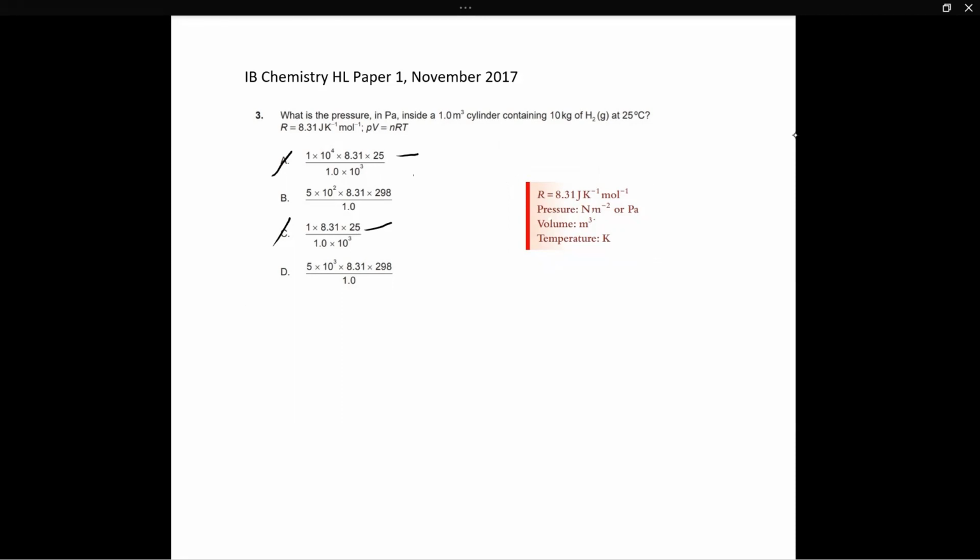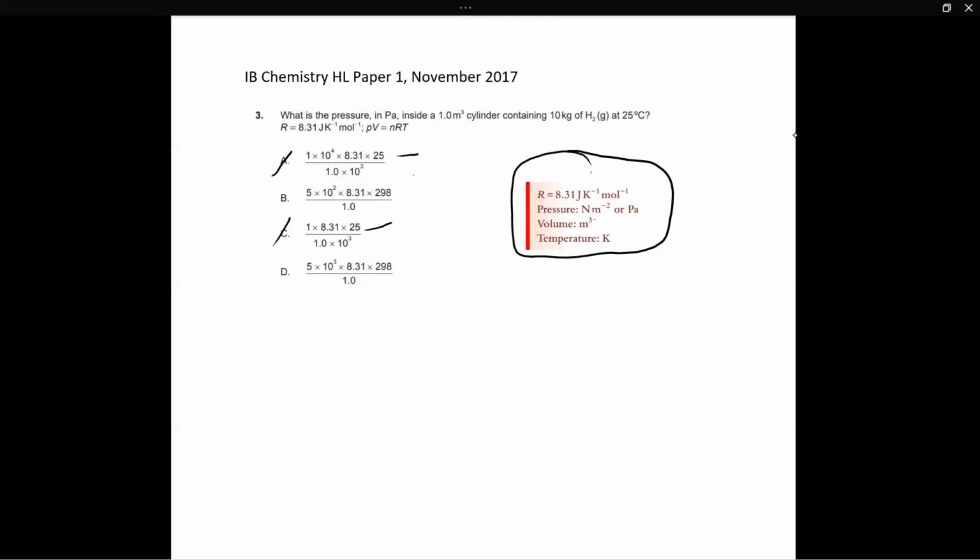This is why I've placed this box over here. It tells you the units that each of the variables need to be in. Pressure needs to be in pascals, volume needs to be in meter cubed, and temperature needs to be in Kelvin. And the gas constant is 8.31. So that's what the units need to be. That's why you can immediately eliminate A and C. Those are wrong. Now we're left with B and D.